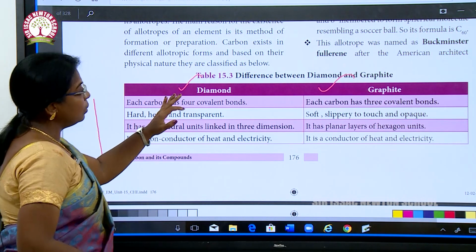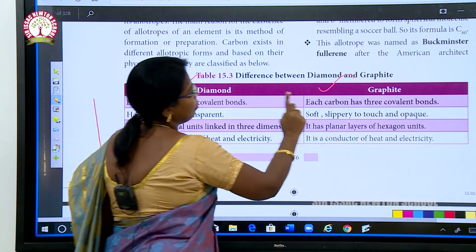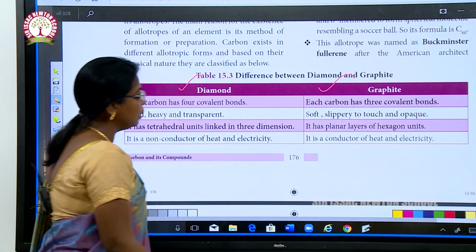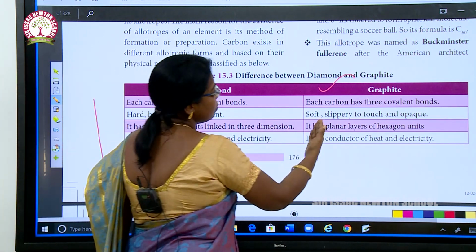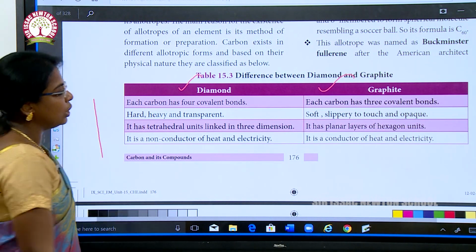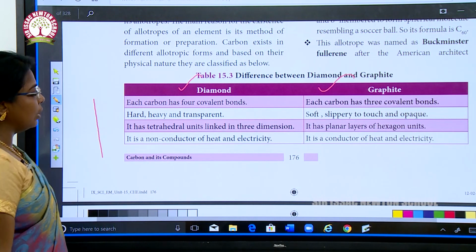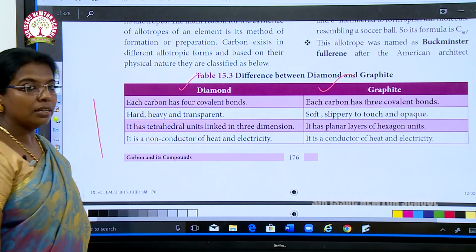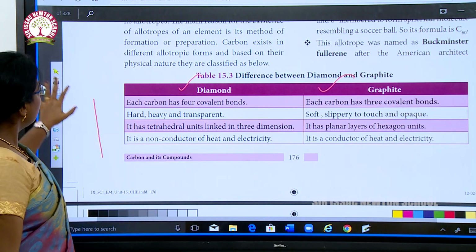Okay, let us see the properties of diamond and graphite. Each carbon has 4 covalent bonds in diamond. Each carbon has 3 covalent bonds in graphite. Diamonds are hard, heavy and transparent. Graphite is soft, slippery to touch and opaque. Diamond has tetrahedral units in 3 dimensions. Graphite has planar layers of hexagon units. Diamond is a non-conductor of heat and electricity. Graphite is a good conductor of heat and electricity. These are the 2 allotropic forms, diamond and graphite.